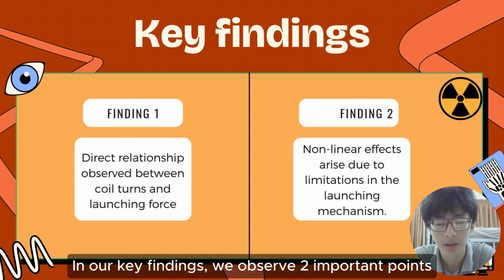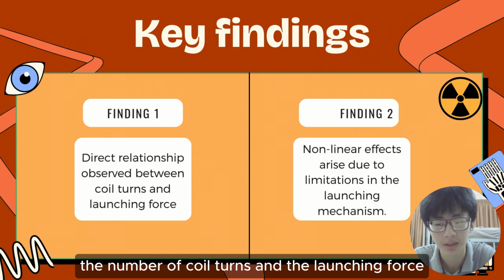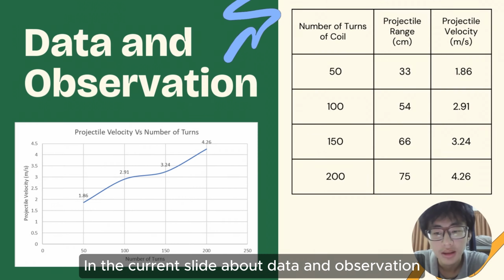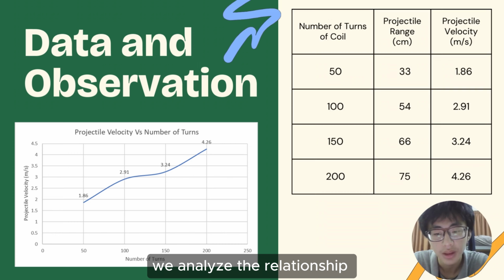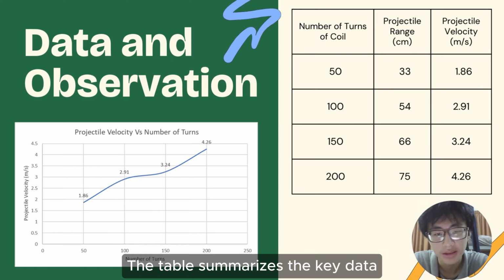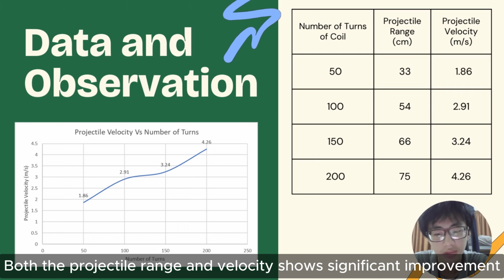In our key findings, we observe 2 important points. First, there is a direct relationship between the number of coil turns and the launching force. As the number of turns increases, we identified non-linear effects caused by limitations in the launching mechanism. In the current slide about data and observation, we analyze the relationship between the number of coil turns and projectile performance. The table summarizes key data. As the number of coil turns increases from 50 to 200, both the projectile range and velocity show improvements.